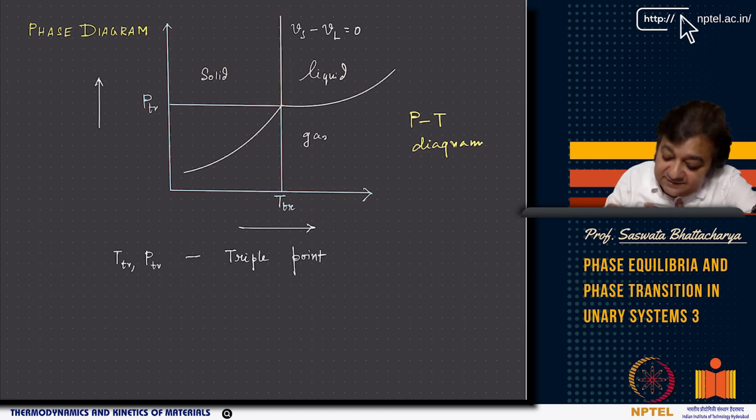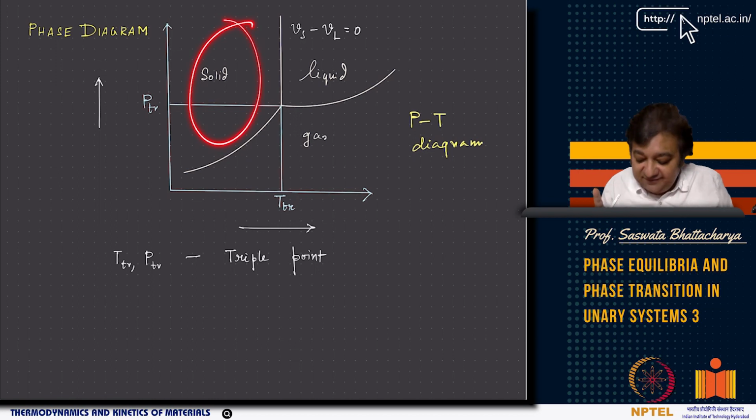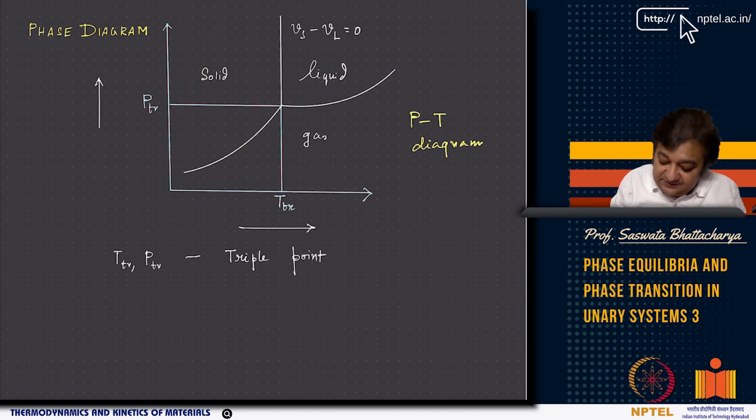So for a unary system, a point represents coexistence of three phases, a line represents coexistence of two phases, and an area represents existence of a single phase, right? So as you can see, T_tr, P_tr is the triple point, or sometimes I write it as, for example, T3 and P3. So this is a triple point.